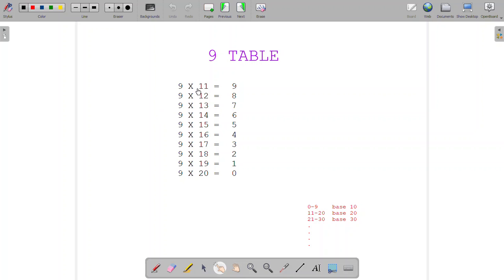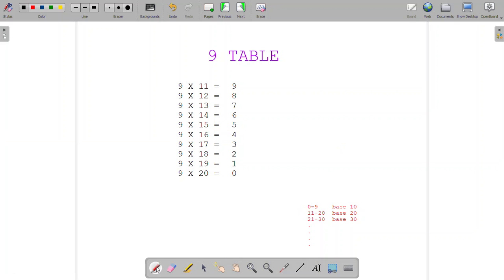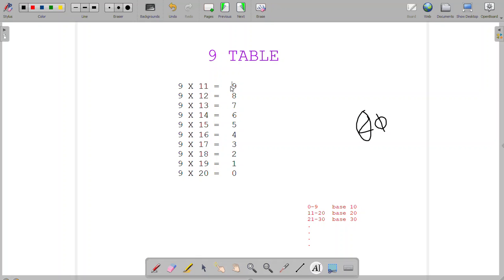If we take the numbers 11 to 20, we already know that the base is 20. So we just have to exclude this 0 and consider only this 2 from the base. And while writing down the result, we will subtract this 2 from the number, like 11 minus 2, it would be 9.